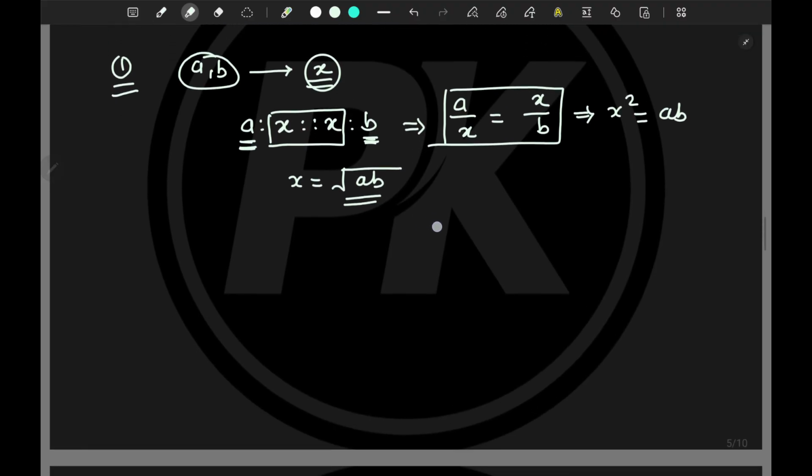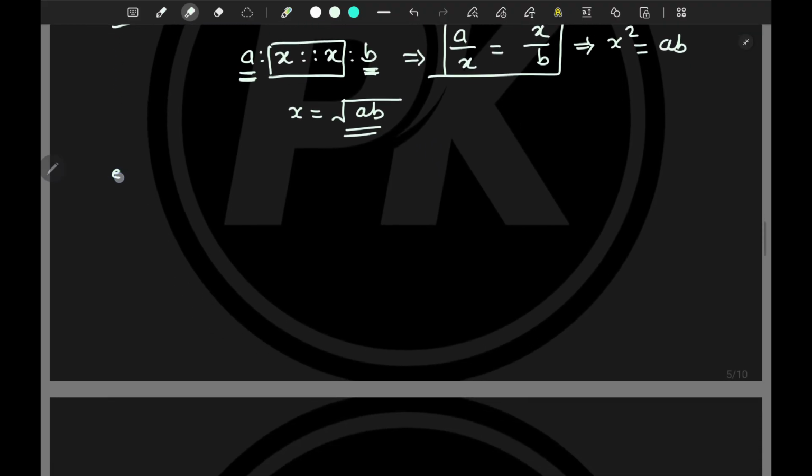So let's take an example from UPSC where the question was asked: what is the mean proportional between 4 and 9? They asked for the mean proportional of 4 and 9. What does that mean? Mean proportional is nothing but the in-between number, and we have to find the value of X.